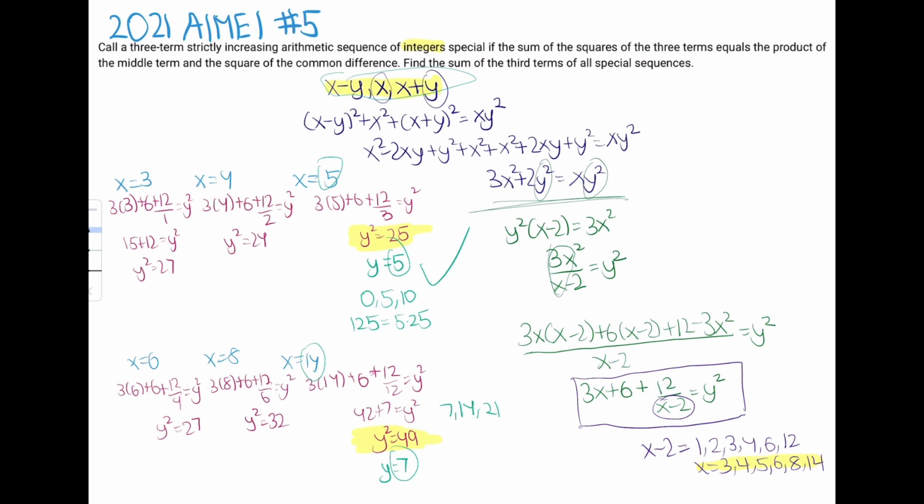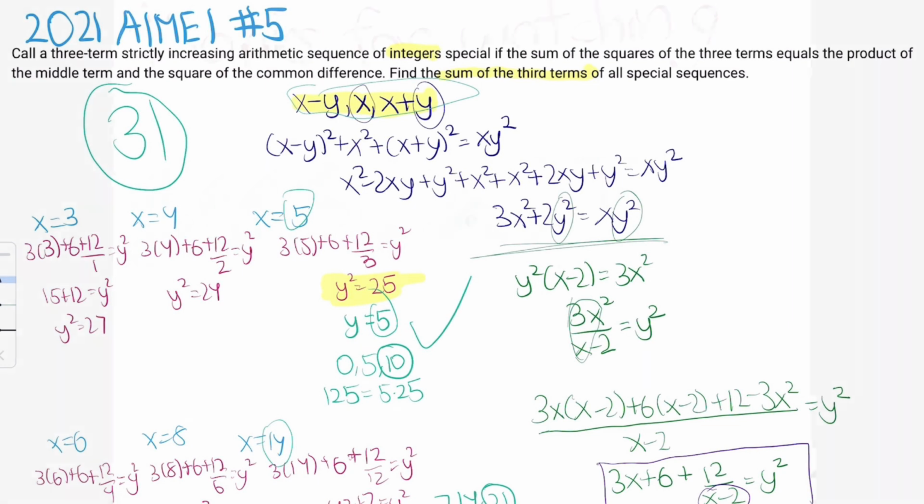If you add up the squares, we get 49 plus 196 plus 441, which equals 686. And the product of the middle term times 7 squared is also equal to 686. Therefore, x equals 14 works. Now it asks for the sum of the third terms, so the third terms are 10 and 21, therefore the answer to AIME 1 number 5 is 31. Thank you.